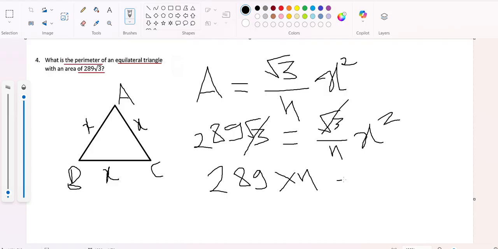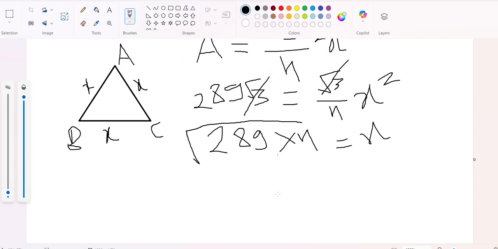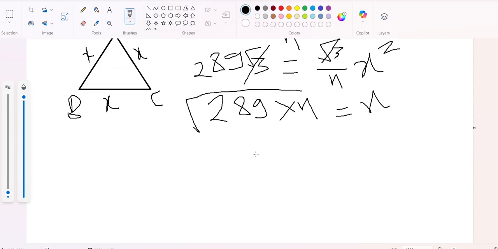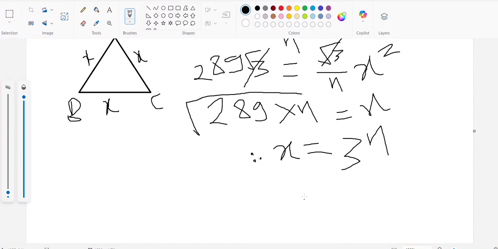Simply, and this x square, whenever the square goes to the other side, it will come as a root, so we'll directly write here root, and therefore we'll take out the value of x. Let me write, therefore x equals root under 289 into 4. I'll just calculate 289 into 4 in my calculator, which gives 34. So we got our value x equals 34.